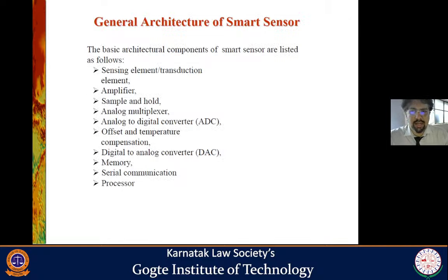This is the general architecture of a smart sensor. As you can see, there are a lot of basic architectural components which are present. There is firstly a sensing equipment, amplifier, sample and hold. Then there is an A to D converter. Then there is a D to A converter, memory. Then a processor. So these are the basic architectural components of a smart sensor.